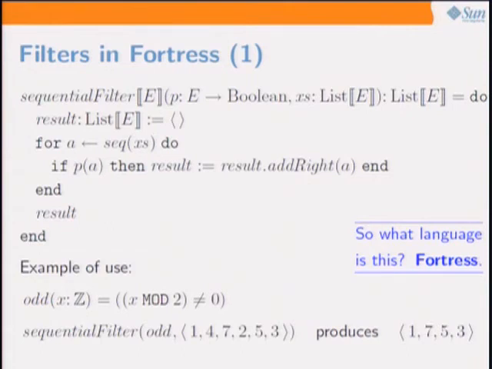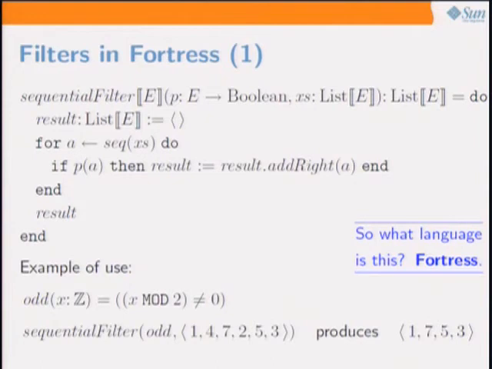So we'll go through this code at a little more leisure. We have a sequential implementation of filter. It is parameterized by a type parameter E, and it takes two arguments, the predicate and the list xs. The predicate maps E's onto booleans, and xs is a list of E's, and it returns a list of E's. And the first thing we do is initialize an accumulator called result, which is a list of E's, to the empty list. And then we are going to accumulate things into the result.